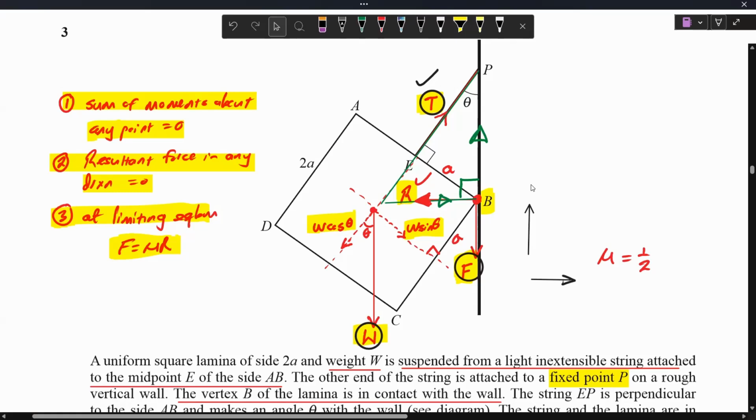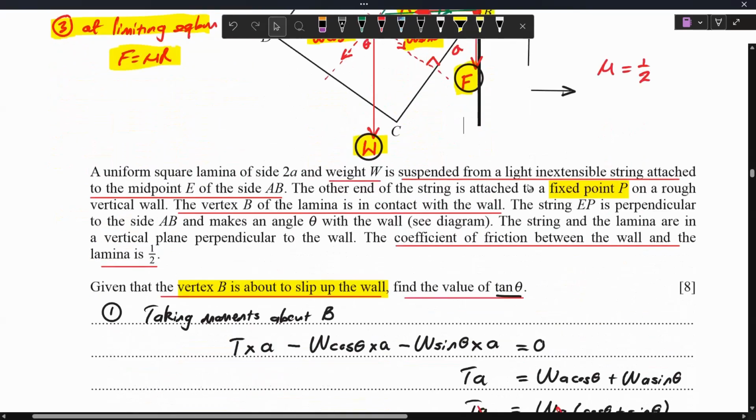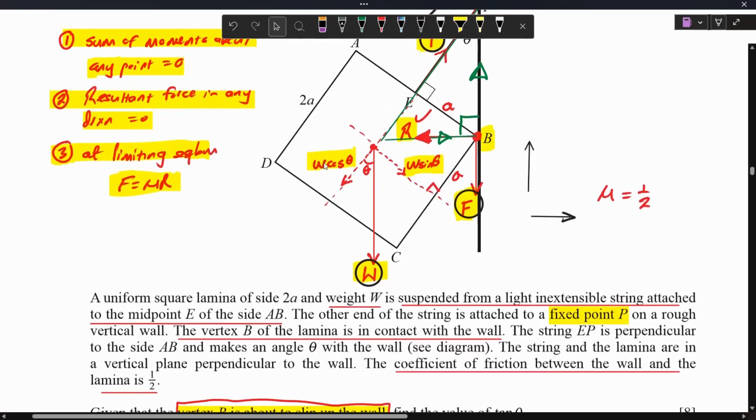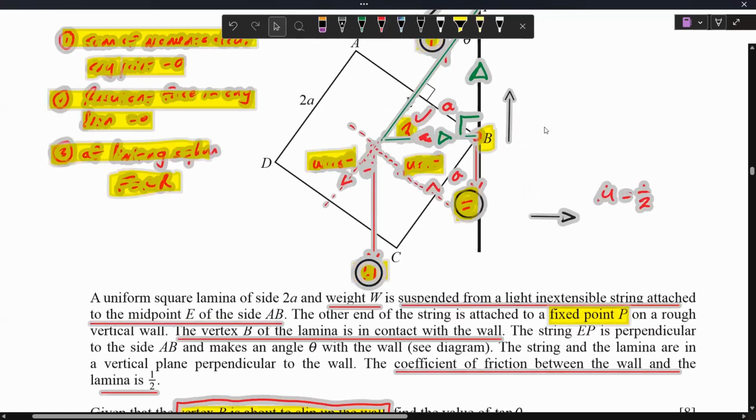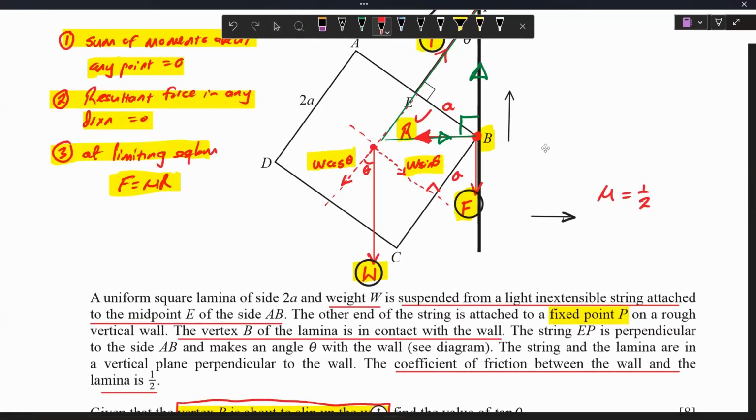Okay, sir. And my second question is, how do you know the friction acts downwards, not upwards? All right. It's because they told us here that the vertex B is about to slip up the wall. You see this part? They say the vertex B is about to slip up the wall. So if it is about to slip up the wall, it means friction is going to act in the opposite direction to the possible motion.